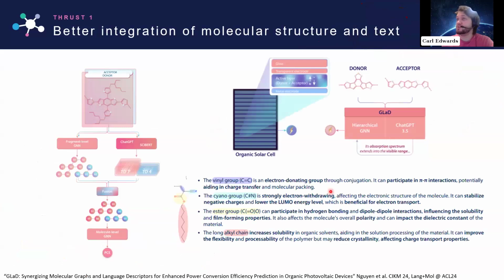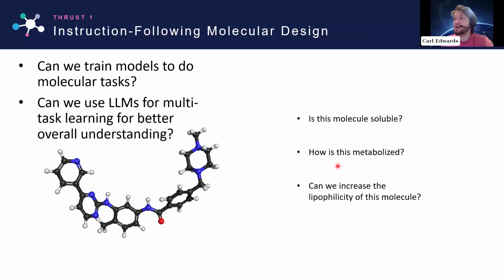So one direction is building better architectures to integrate molecular structure and text. Basically, early work on the problem was just, can we apply these NLP techniques to molecules? But that doesn't mean that's the optimal way to do it. And so we're starting to see more and more architectures switch to more sophisticated integrations.